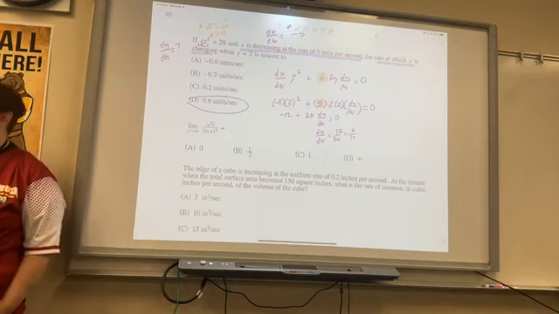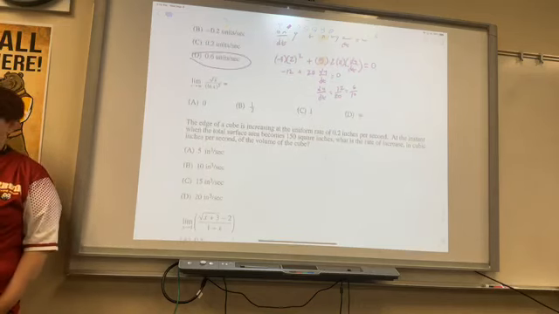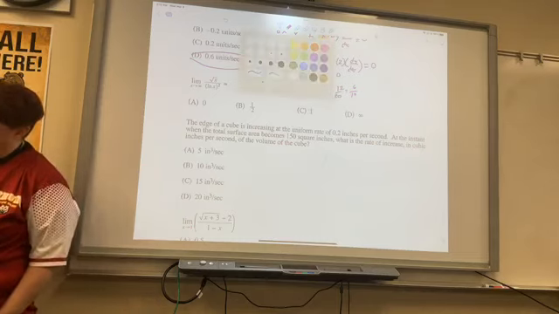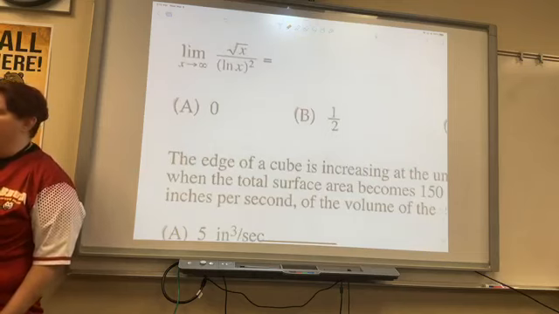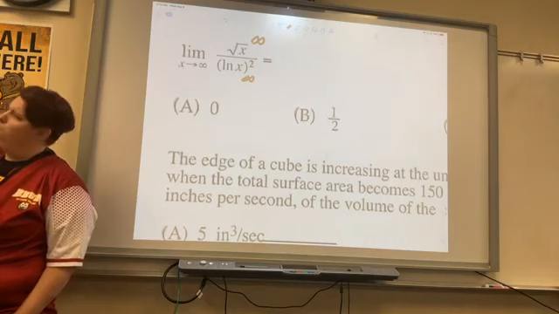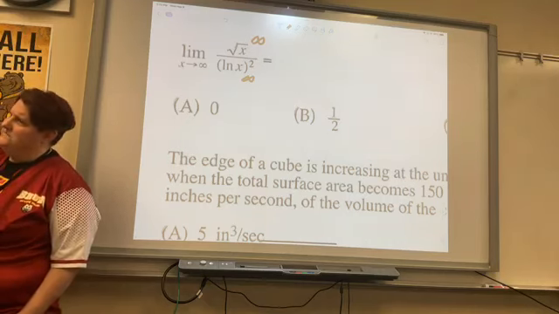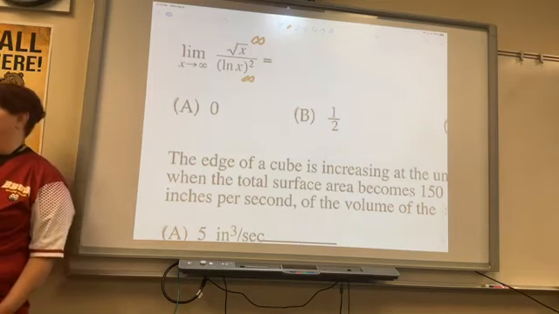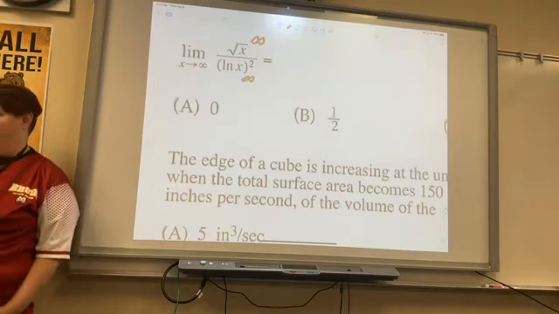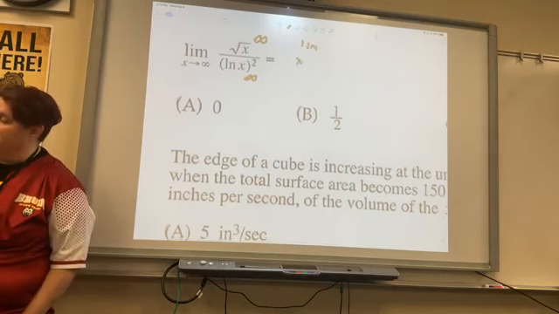I love limits to infinity, even when it's ln. If you see ln and infinity, you know it's a big number. I feel like we could maybe do L'Hopital's because it's infinity over infinity. Actually no, because square root x and ln squared, they both go like this. It'd probably be bigger on the bottom. I'm going to L'Hopital this.